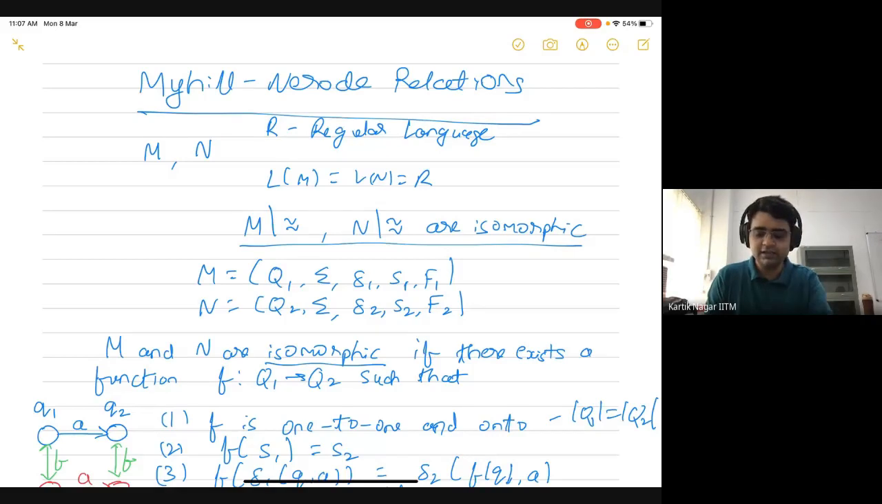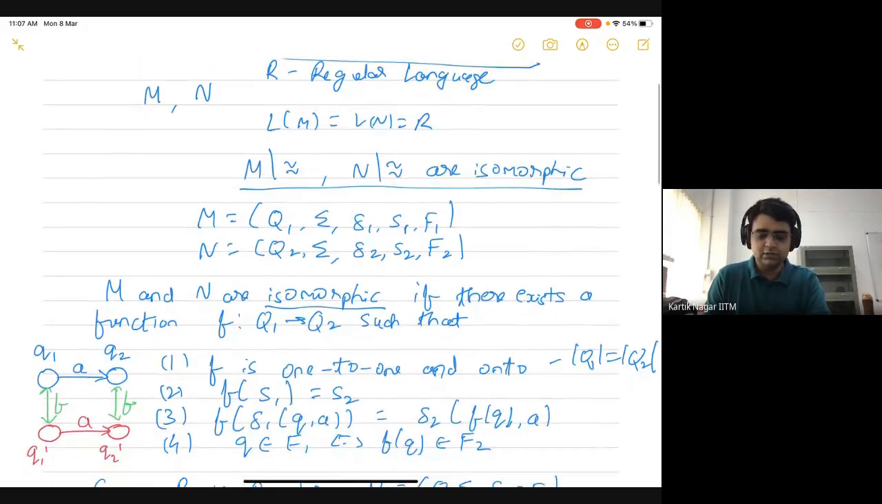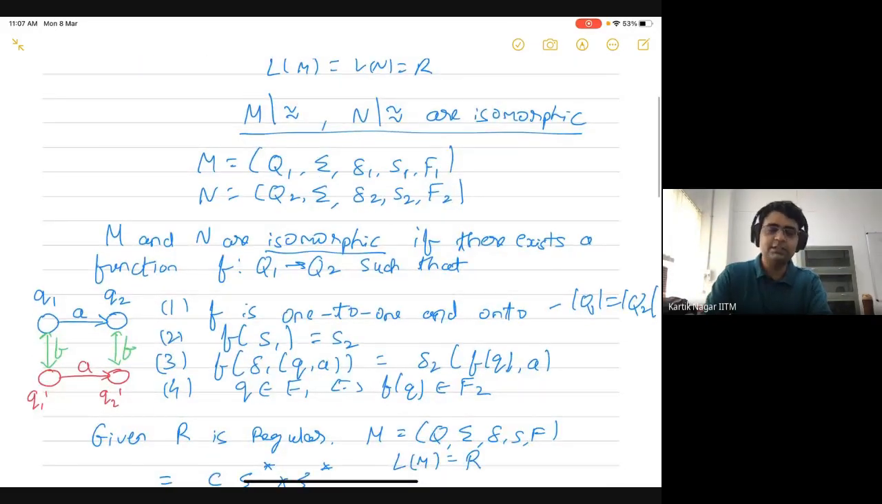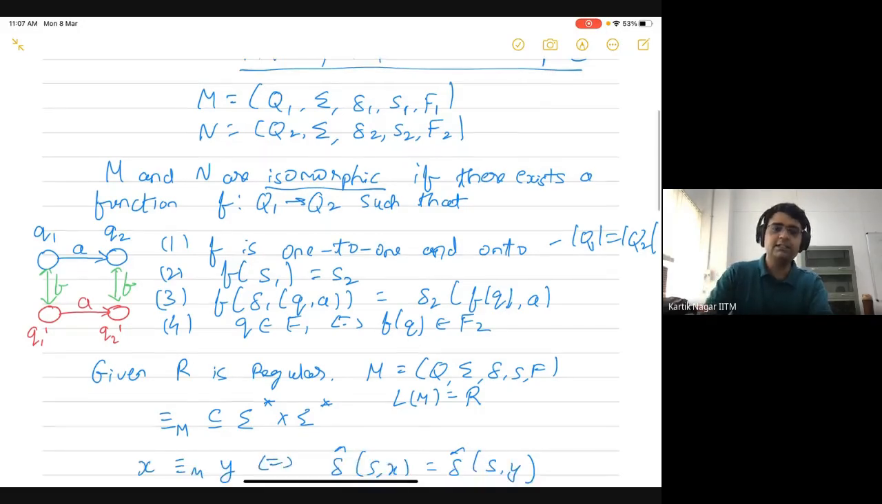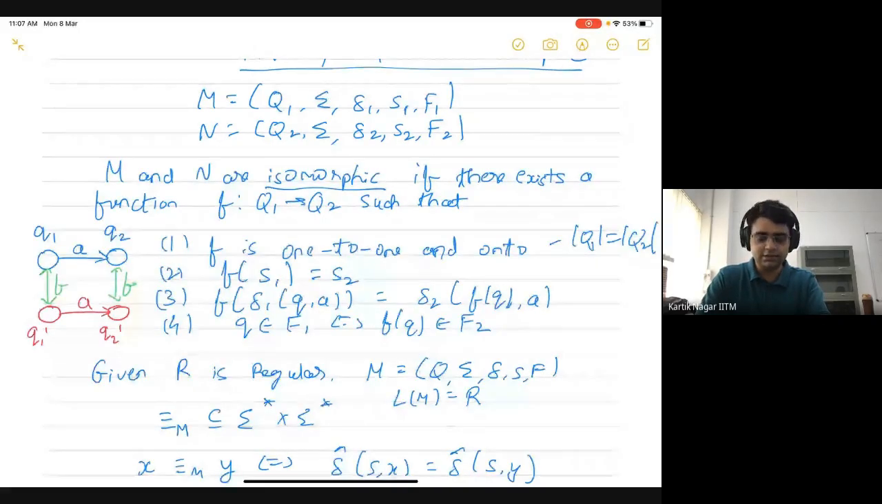So this is the final result that we want to prove. In order to do that, we need to first define what isomorphic DFAs are. If you're given two DFAs M and N, we say that they are isomorphic if there exists a one-to-one and onto function f from the state space of M to the state space of N, so from Q1 to Q2, such that this f relates the start states of the two DFAs, and it also relates every transition of the two DFAs.